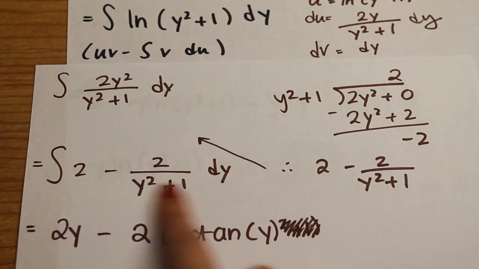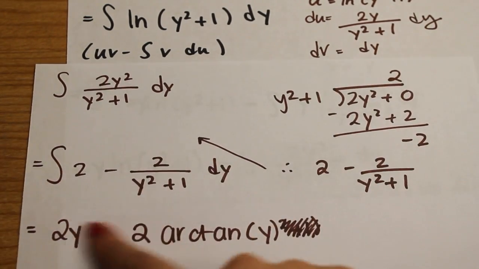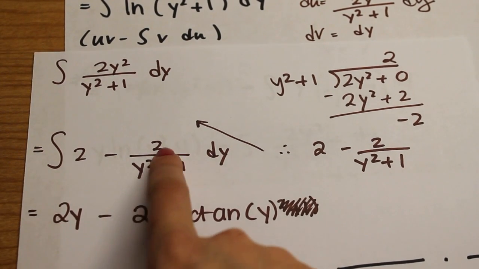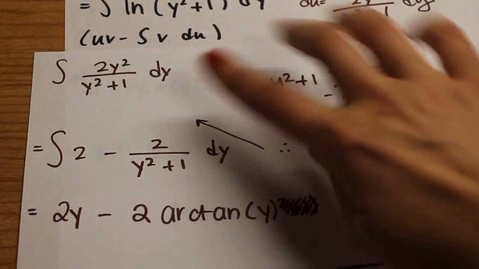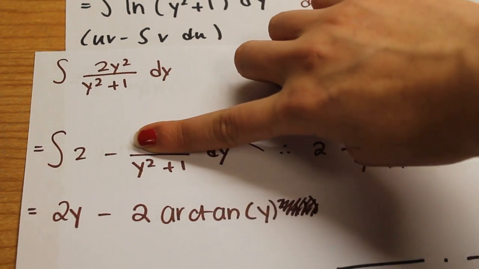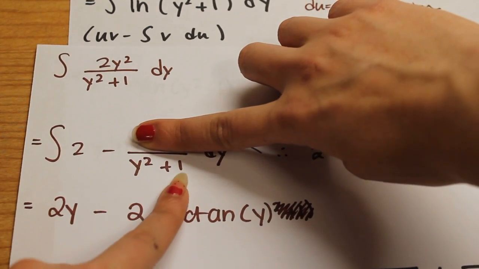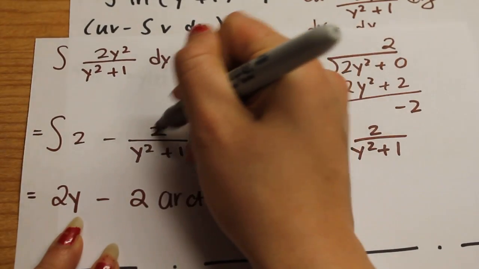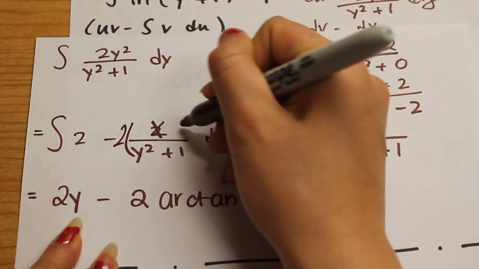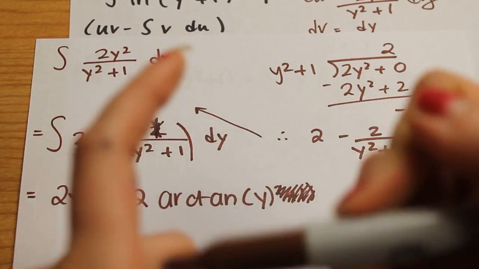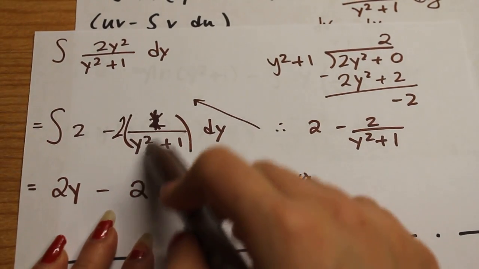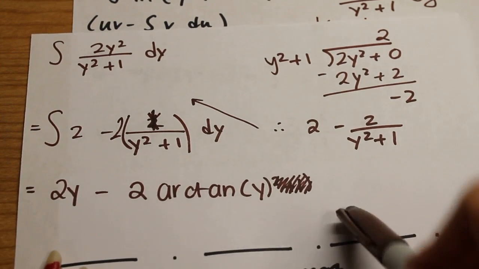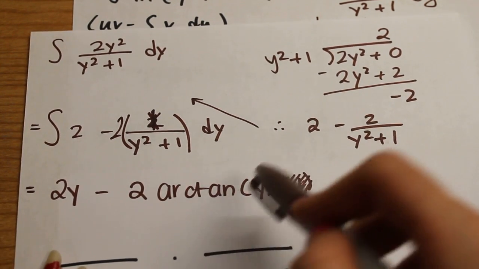Okay, so that is our integral now, and you can easily integrate this. The integral is 2y, and then 2 over y squared plus 1. We can just take out the 2, and it's just 1 over y squared plus 1, which is actually just arctan of y. So now our final answer for this integral is 2y minus 2 arctan of y.